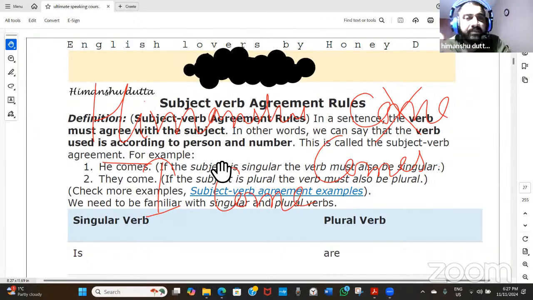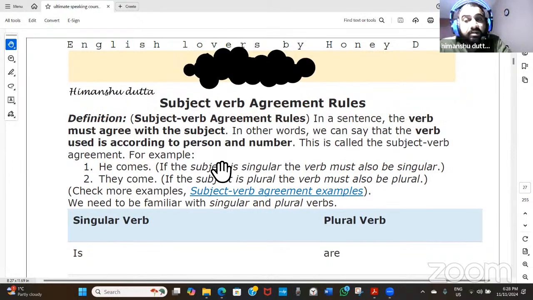So there is a little bit of trickiness about it, or we can say that you should remember how the pronouns are used and how the nouns are used. When it comes to the pronoun I, we use the plural verb with that. Sorry for that. When it comes to a singular subject, here you see he. He is a pronoun, a third person pronoun.